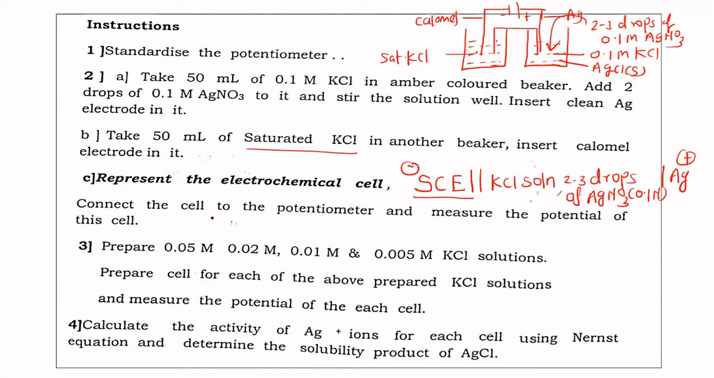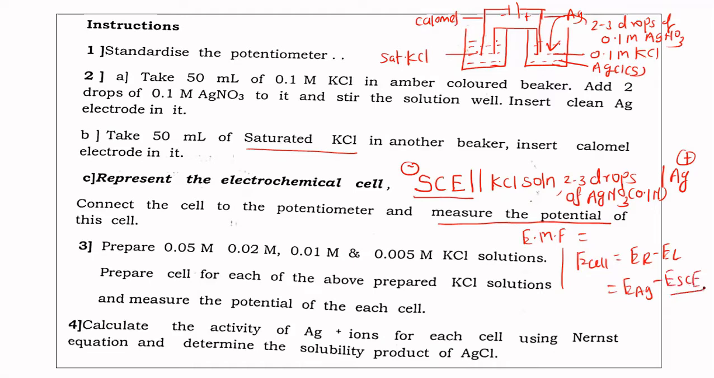Now connect the cell to the potentiometer and measure the potential of this cell. We can measure the EMF of this cell. What is EMF? EMF is the potential difference between the two electrodes. So in this case, EMF of the cell is equal to the electrode potential of the right hand side electrode minus the electrode potential of the left hand side electrode. Right hand side electrode is a silver electrode, and left hand side electrode is a calomel electrode.